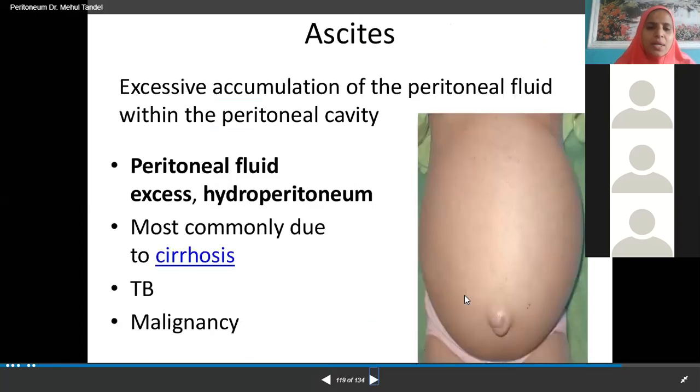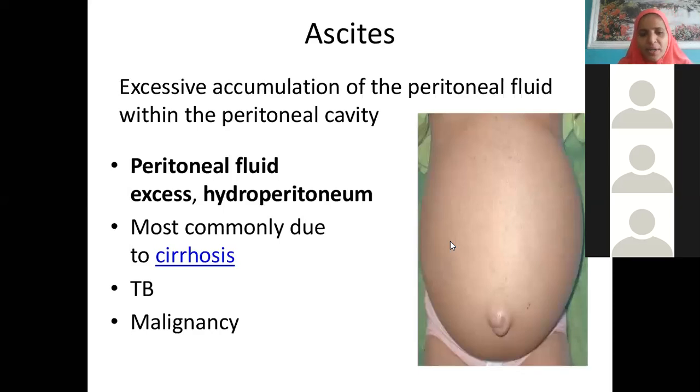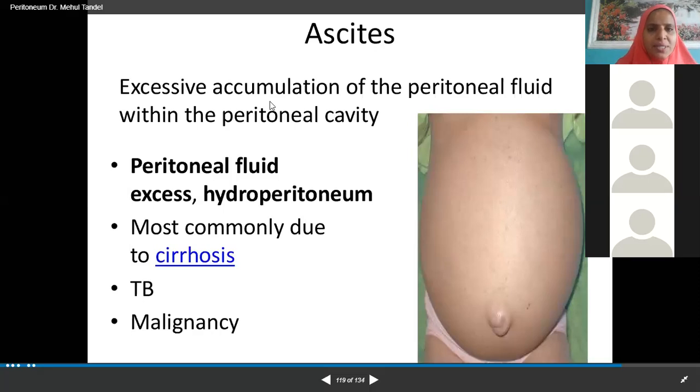See, ascites. If there is any infection, or in case of liver failure, when the liver is not functioning properly, you will see an accumulation of fluid in the peritoneal cavity. Excessive accumulation of peritoneal fluid within the peritoneal cavity is hydroperitoneum. Mostly we will see it with cirrhosis. I told you, liver failure.